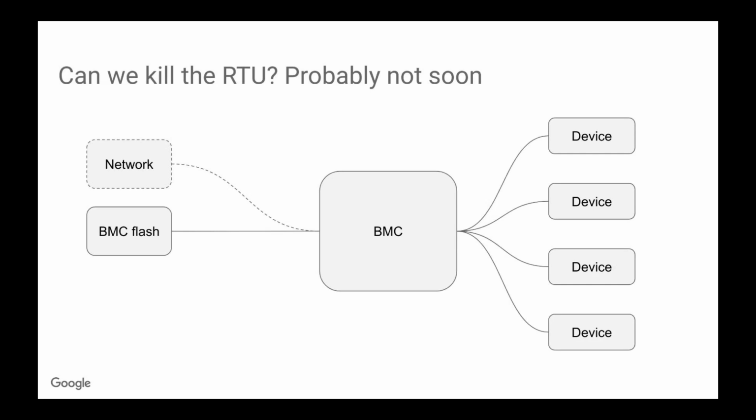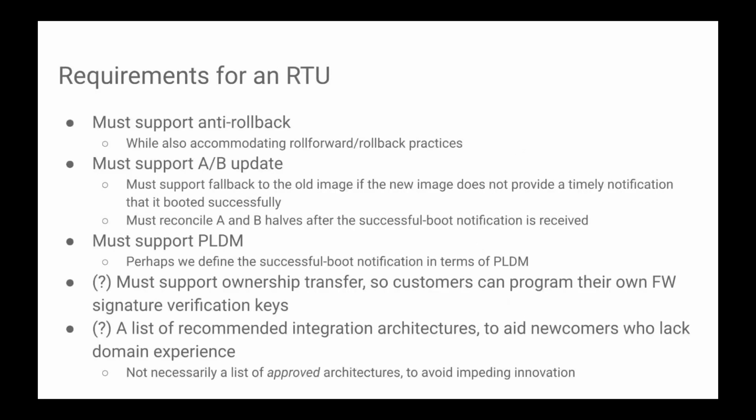So given that we are going to have RTUs for the foreseeable future, this begs the question: what requirements do we have on the behavior of an RTU? This is kind of a stab at, if we were to enumerate the desired properties and behavior of an RTU, what would they be? So anti-rollback, you want to make sure that you can't just flash arbitrarily old but still validly signed images, so having some kind of ratcheting scheme.